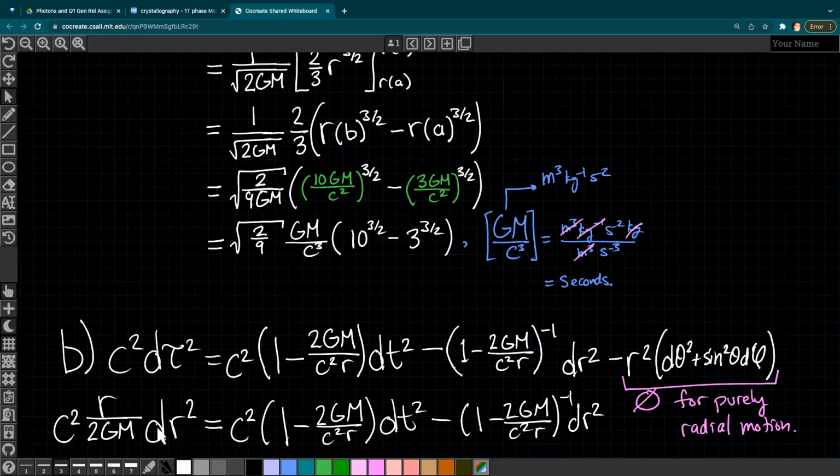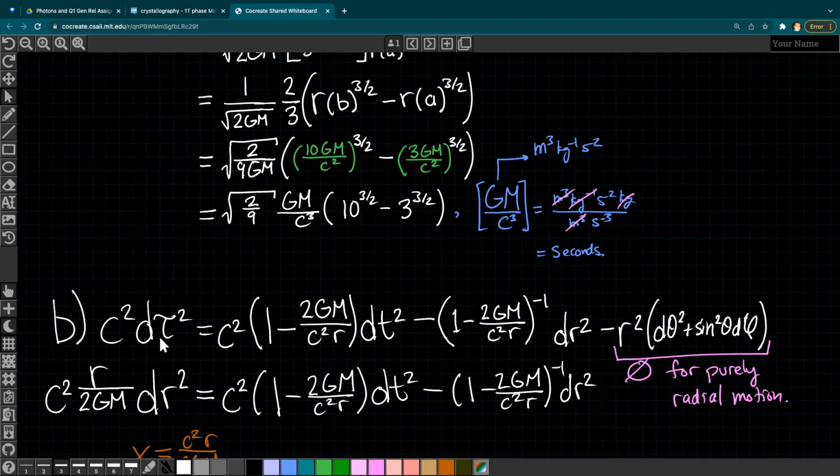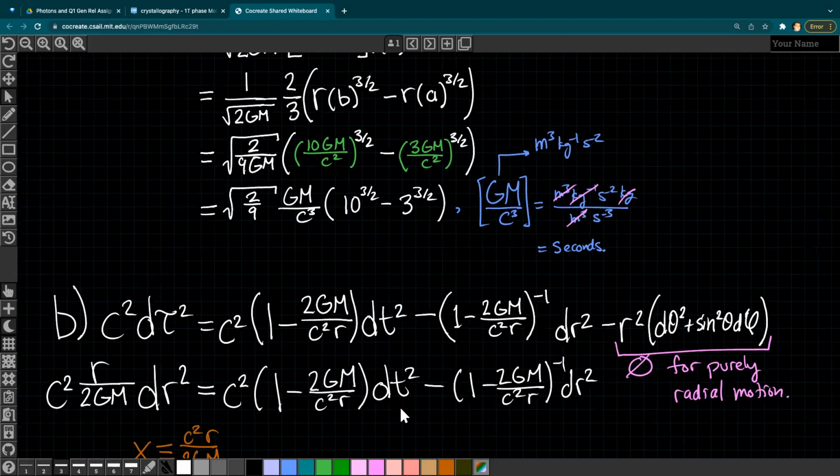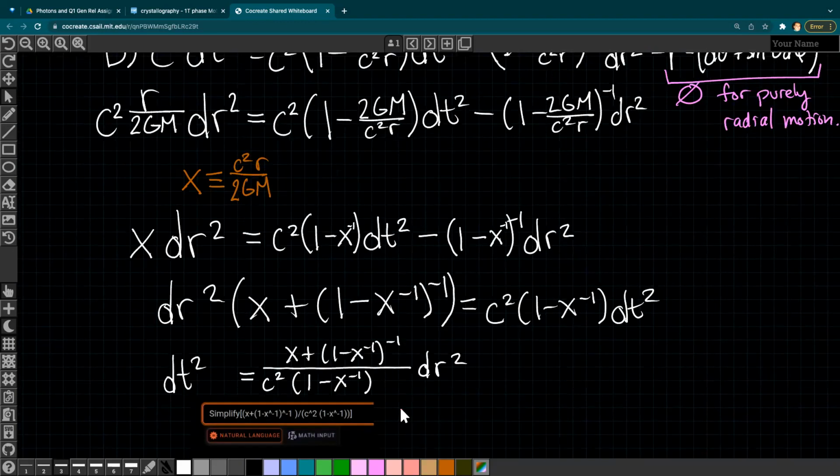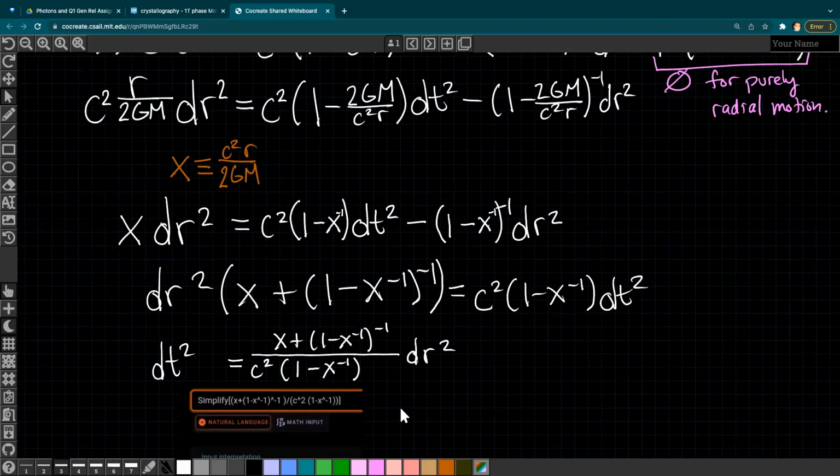So now we have only dτ, and I'm plugging in the expression for dτ in terms of dr. So now I have just dr and dt. And so then I'm doing the same thing as what I did before. I'm going to integrate with respect to dt and integrate with respect to dr. So here I'm going to rearrange everything so that I have dt in terms of dr. And here I have dt squared equals something times dr squared.